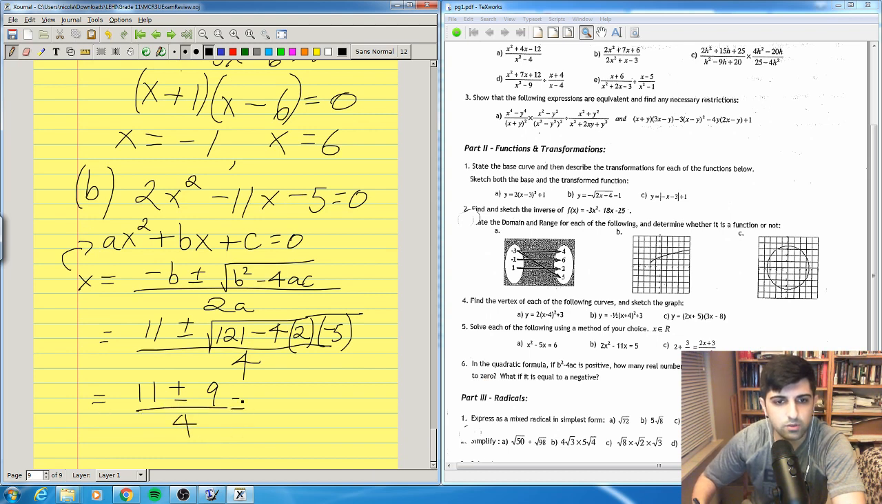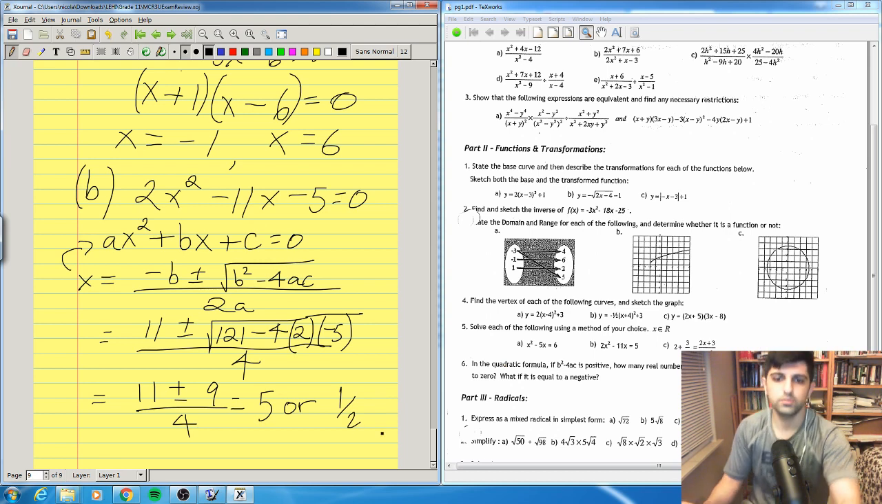So the answer is either 11 plus 9 over 4, which is 20 divided by 4, which is 5, or 11 minus 9 over 4, which is 2 over 4, which is 1/2. Done. So we get our answer. I think that could have been factored. I might have made a mistake, which is definitely possible.